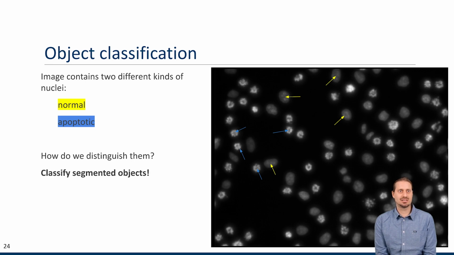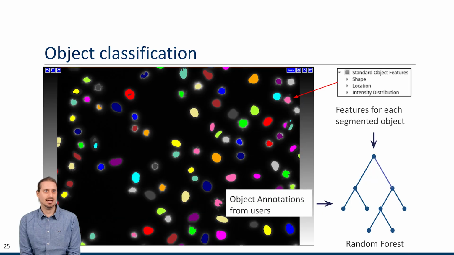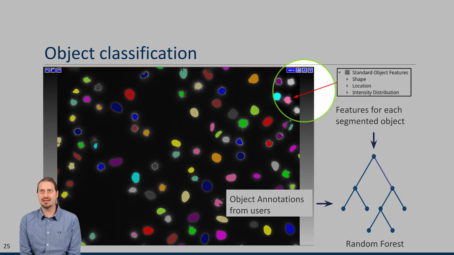And again, we can just solve this with a machine learning model, basically saying, okay, we take each object, each segmented nucleus, and then classify it into the ones that are normal and the ones that are apoptotic. And Elastic, the software that we've used before for segmentation, allows us to do the object classification, so what we need to do to distinguish objects into different classes as well. And this works in a pretty similar way as we've seen before. So we again extract features, but these features are now not on a pixel level, but are computed for each object, right?